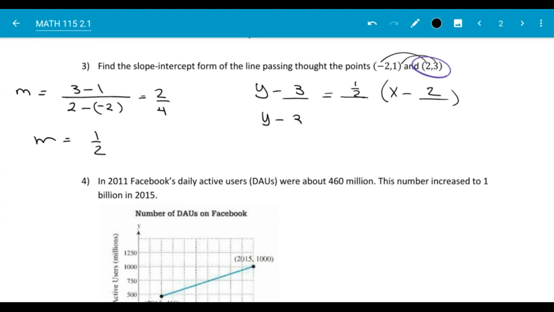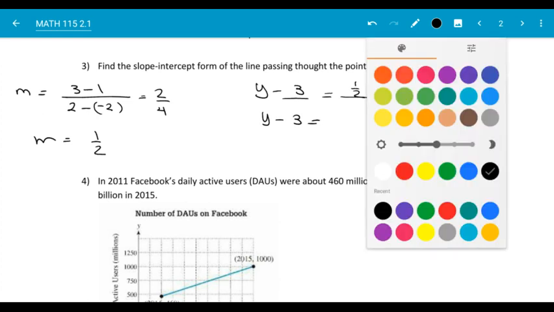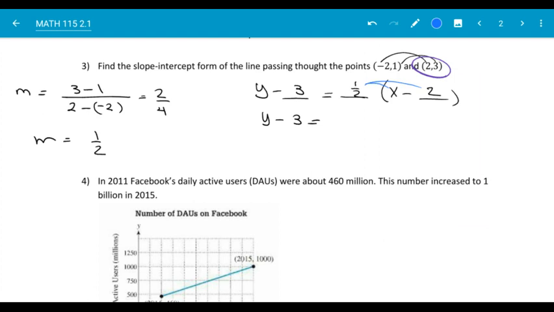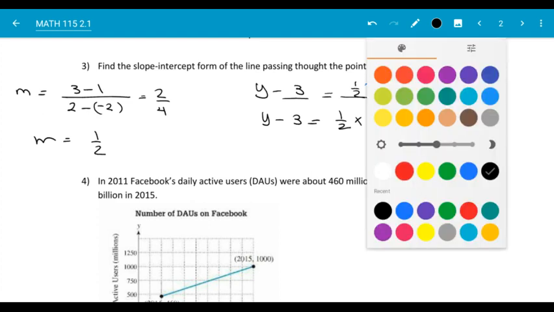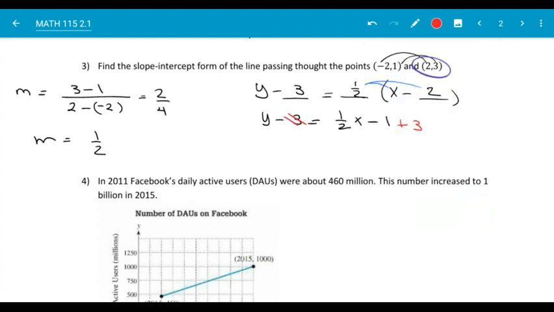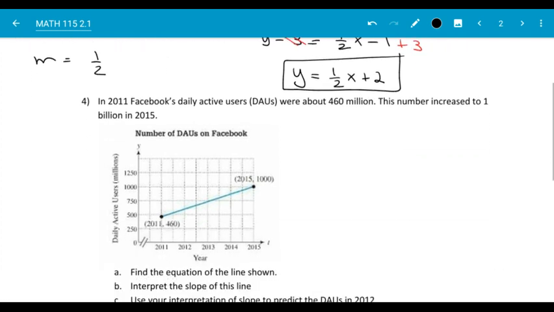So we have y minus 3 equals, we need to distribute that 1/2. So we'd have 1/2 x minus 1. And then we add the 3 to both sides. So y equals 1/2 of x plus 2 is our final answer. They just ask us to find the form of the line. So y equals 1/2 x plus 2 can be our final answer.